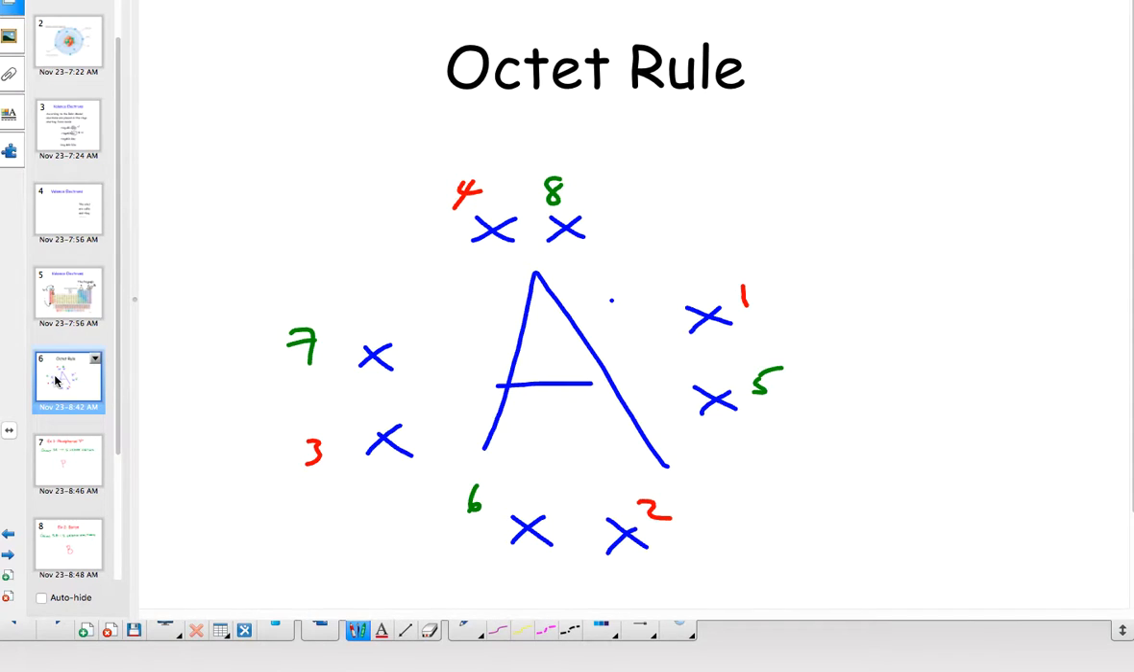So, the octet rule. The maximum number we could have is 8. 8 is what we call a full atom. So it's very, very happy, very stable. That's why those noble gases don't react, because they've already got their 8 electrons.